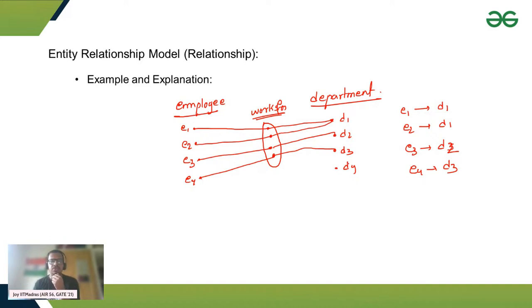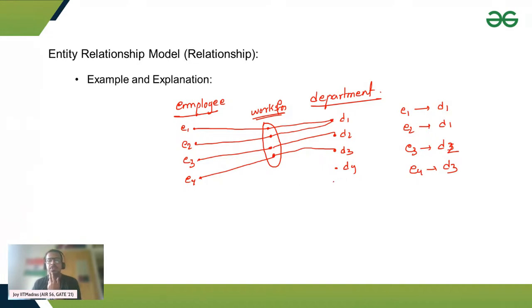But a department like D1, D2, D3, D4 can have many employees. A department can have many employees, because we can see that department D1 actually has two employees, whereas department D4 has none of the employees. So a department can have many employees, as well as a department can have no employee.